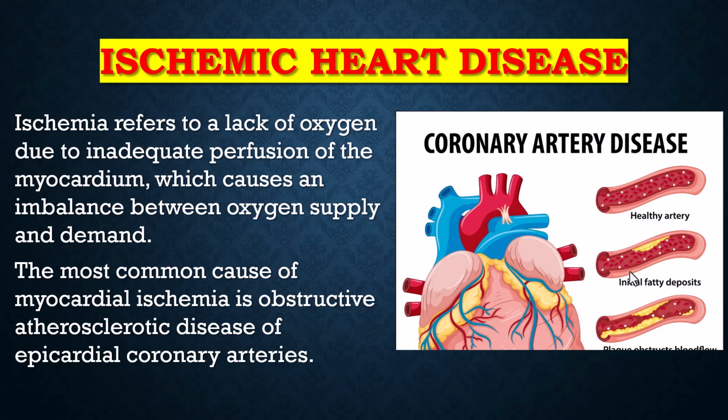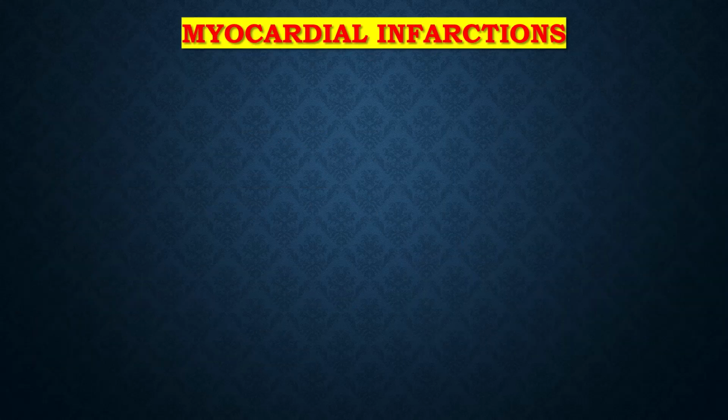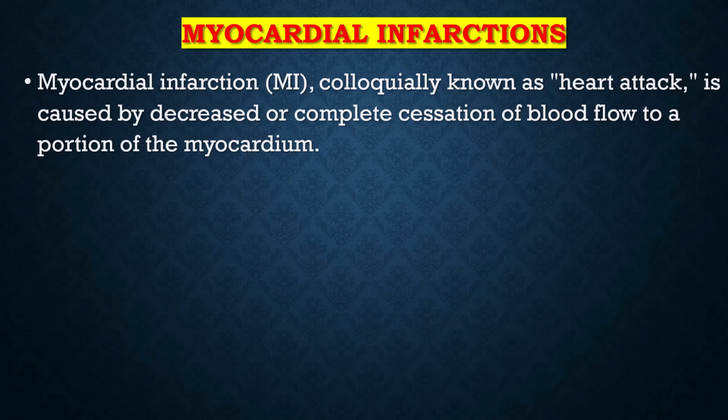The most common cause of myocardial ischemia is obstructive atherosclerotic disease of the epicardial coronary artery. This is a normal artery, and here the plaque formation is in the initial stage, and here the plaque has fully developed, which obstructs the supply of blood to the myocardium or myocardial muscles, which causes less oxygen supply to the myocardial muscle and causes damage. This damage is called myocardial infarction.